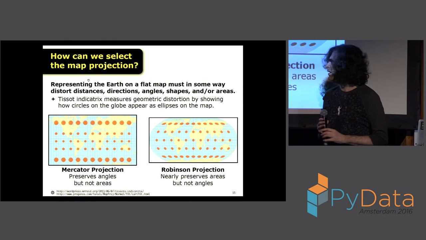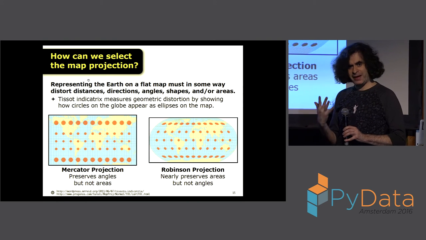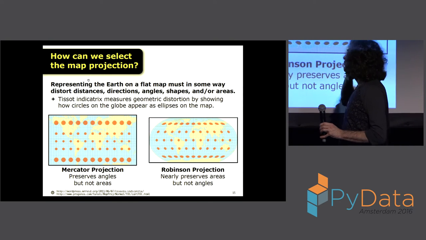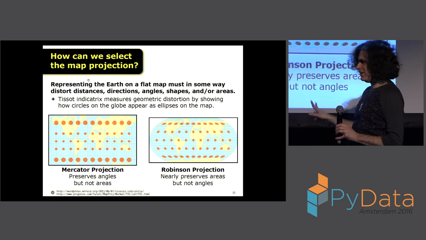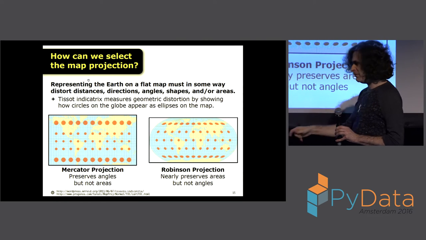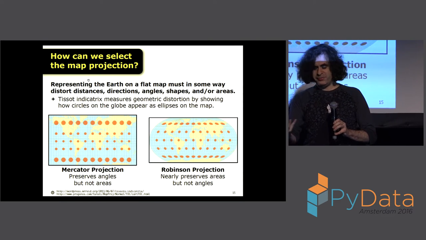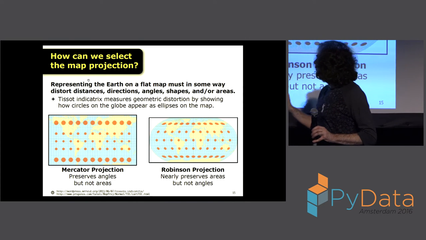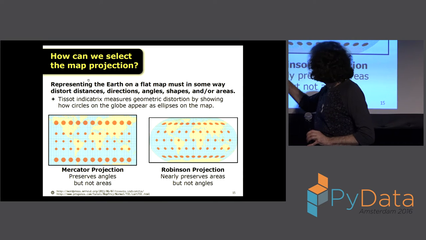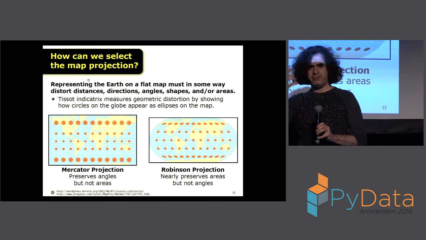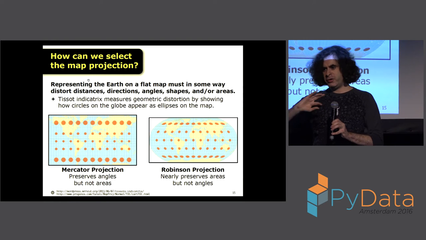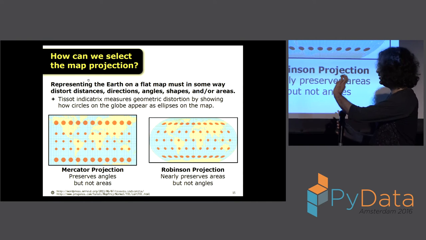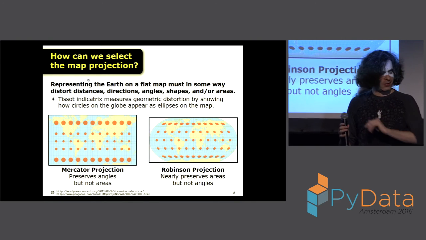First of all, we can get quite precise about the kind of distortions our depictions have. For example, one really nice method they've developed in cartography is just take the globe, the sphere, put a circle, we call it the Tissot indicatrix, call it what we may, but we take the circle and then we see how the two-dimensional projection distorts the circle. And all of a sudden you see where areas are preserved and where they are not.